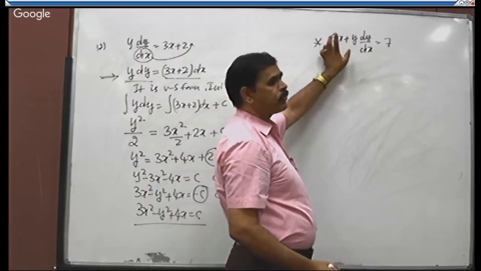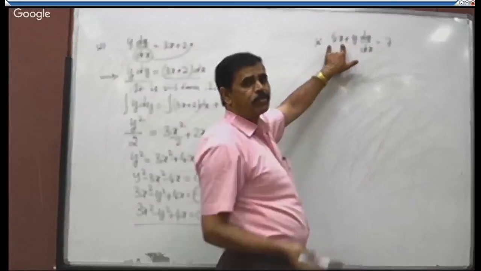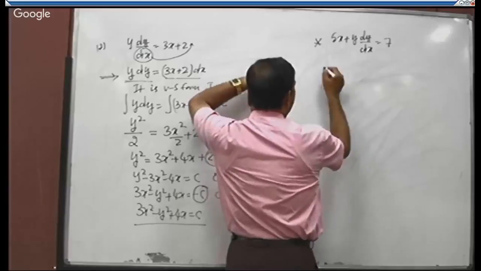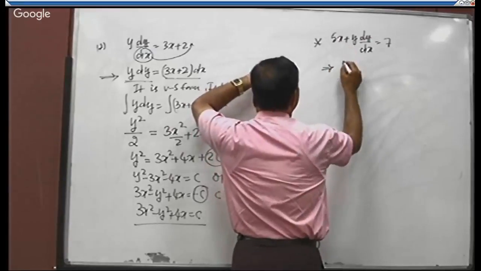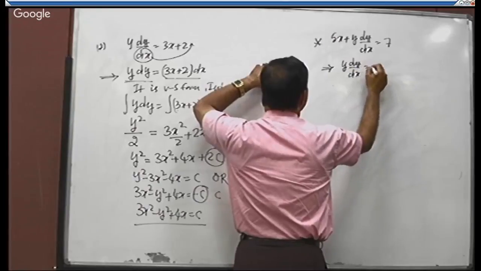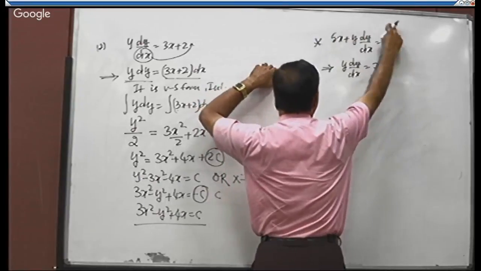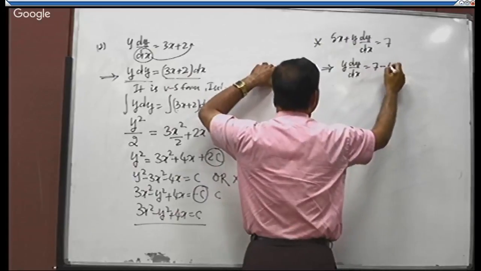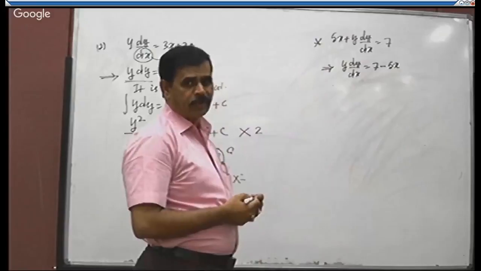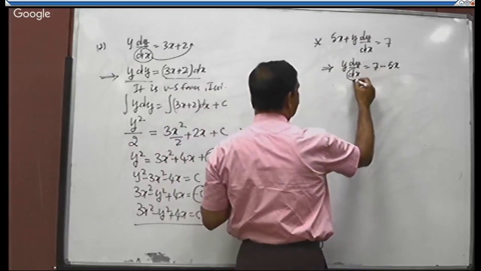What to do? First, that x term is to be transferred to the right side. Okay, this is taken like this: y into dy by dx is equal to 7. 5x, if it is transferred to the right side, its sign becomes opposite, that is 7 minus 5x. Okay, now it is easy to transfer or cross multiply.